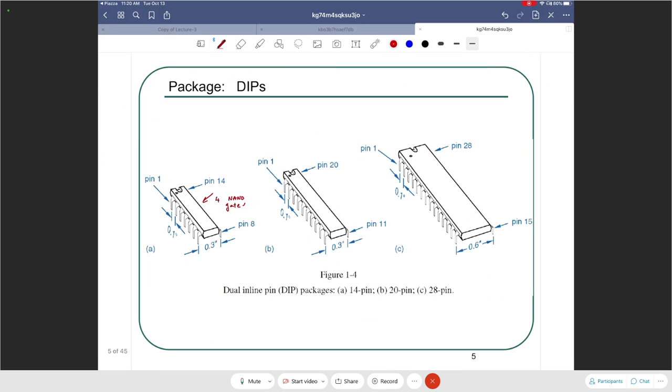Let's move on. Let's talk about the packages in which these ICs come in. These are dual inline packages. There could be many versions. 14 pin is the most common. You could also have a 20 pin or a 28 pin IC. These are not surface mount. As you can see, these are through hole components. They go into the IC and you solder them on the back side.